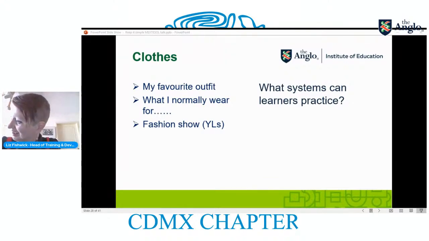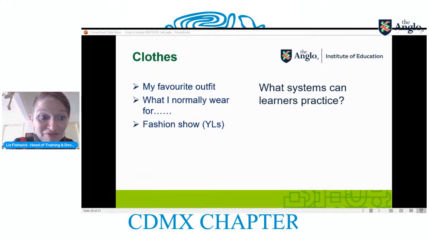Okay then. My favorite outfits. You tell the learners to pick three outfits, one that they wear for work or school, one they'd normally wear for a social event. I know we're not doing them right now, but think about the past, and one they wear for a hobby. Okay then. So I'm going to talk a little bit about this.